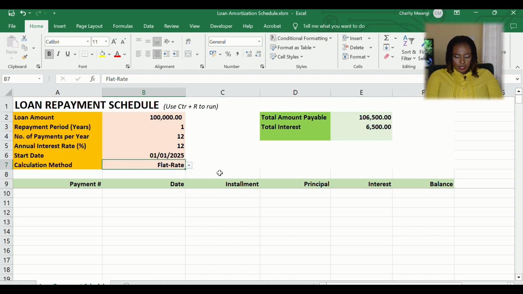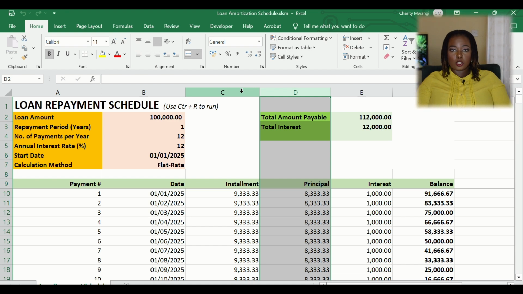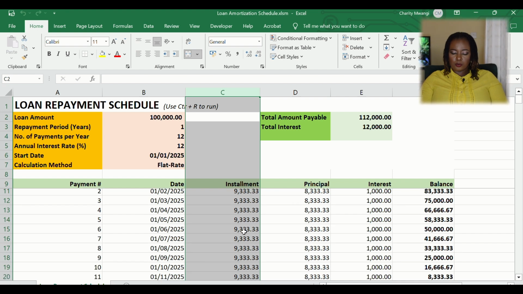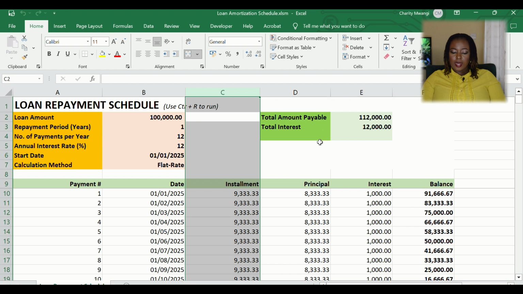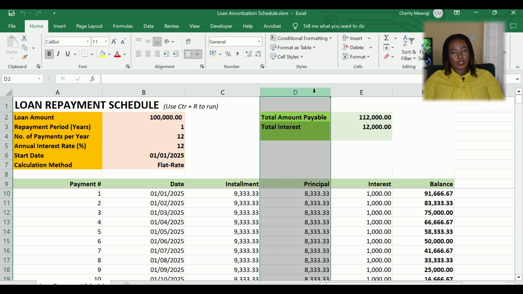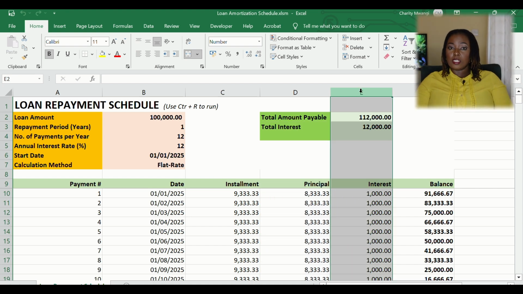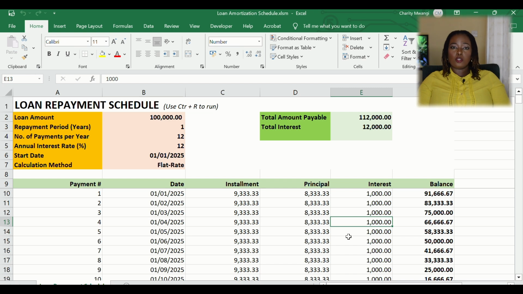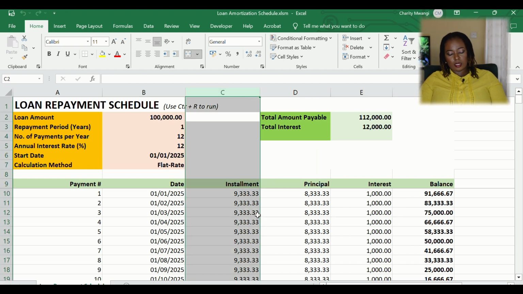So let's run this. As you can see, the total installment is fixed, it is the same amount all through the loan period, the 12 months. The principal amount is also fixed. It does not reduce or increase. The interest amount is fixed at 1,000 every month for the rest of the period. So the total amount that you'll end up paying per month, interest plus the principal amount, will be 9,333.